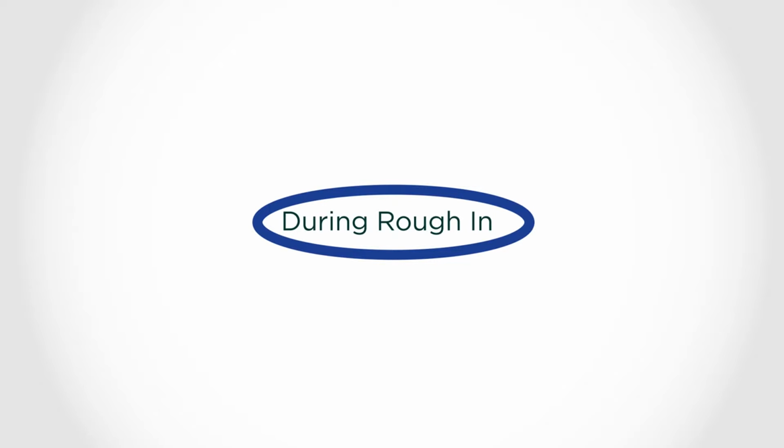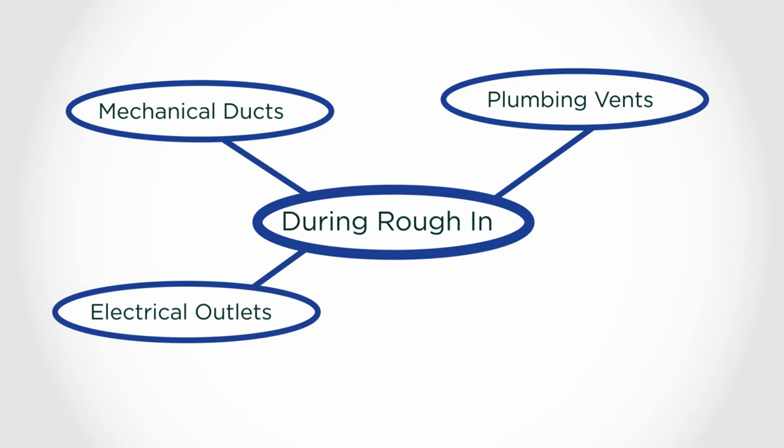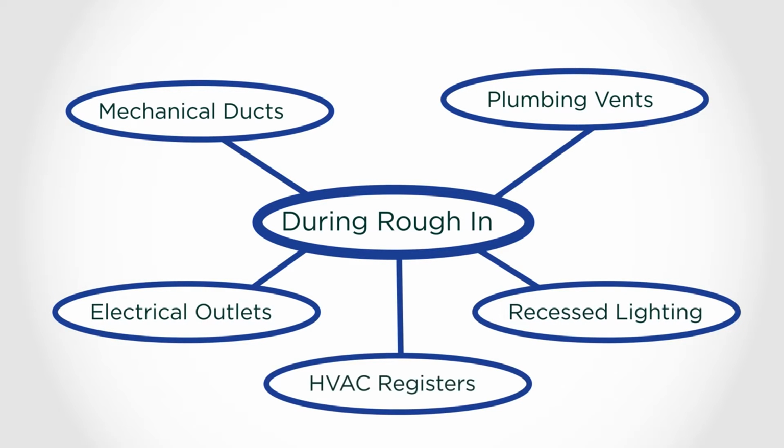Specifically, during rough-in, make sure each subcontractor seals penetrations that break through the continuous air barrier, including penetrations for mechanical ducts, plumbing vents, electrical outlets, recessed lighting, or HVAC registers.